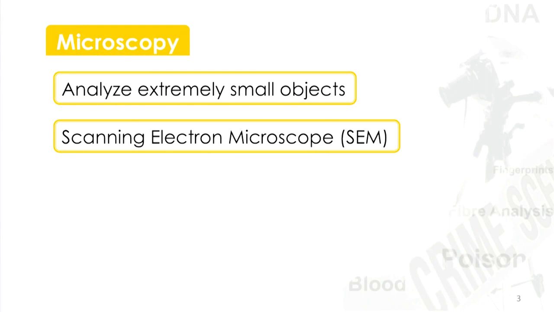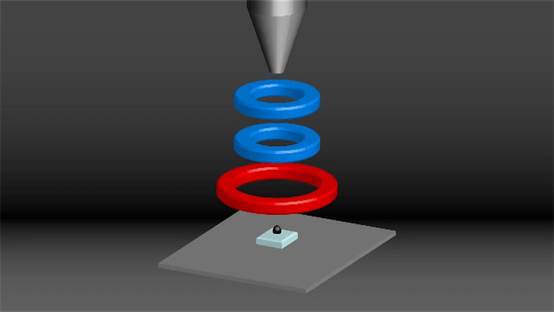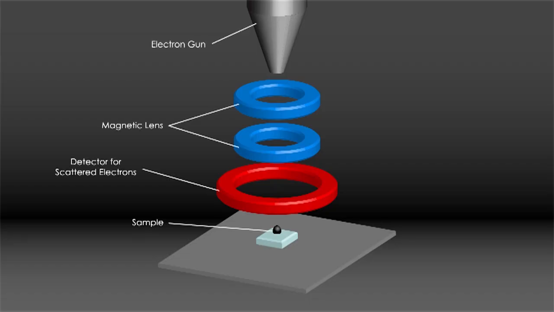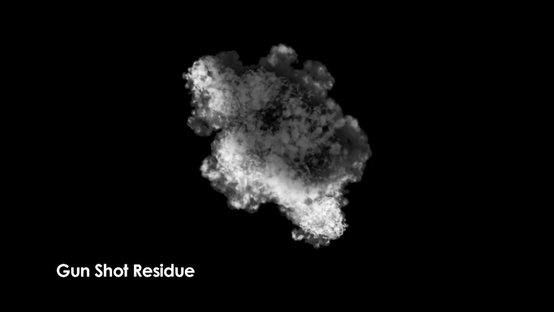Now, a scanning electron microscope uses electrons instead of light, which is what normal microscopes use. So in a scanning electron microscope, there is an electron gun which fires a beam of electrons at the object of interest. These electrons hit the object and then they bounce off where they are detected. And it's the signals from the detector that are used to generate the image, like the image shown here.